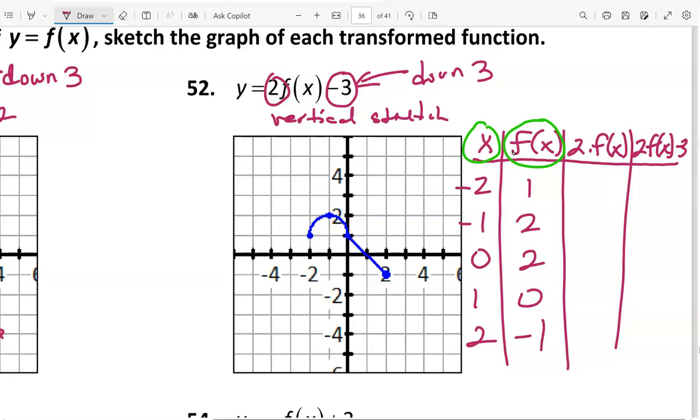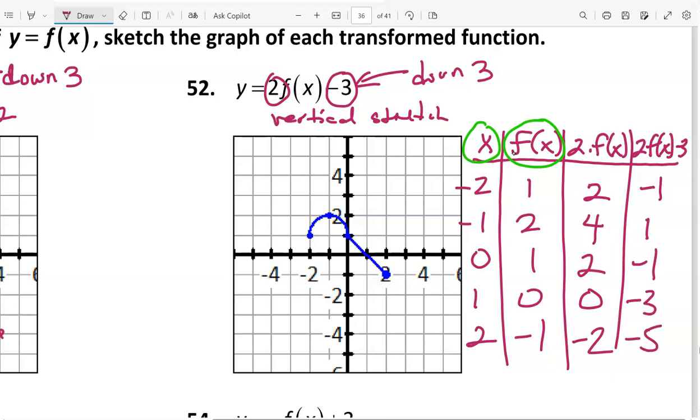Now we can multiply each by 2. And I made a mistake on one of these. That was 0, 1. So when we multiply by 2, that's going to give us 2. And 0 times 2 is 0. -1 times 2 is -2. And now subtract 3. 2 minus 3 is -1. 4 minus 3 is 1. 2 minus 3 is -1. 0 minus 3 is -3. -2 minus 3 is -5.